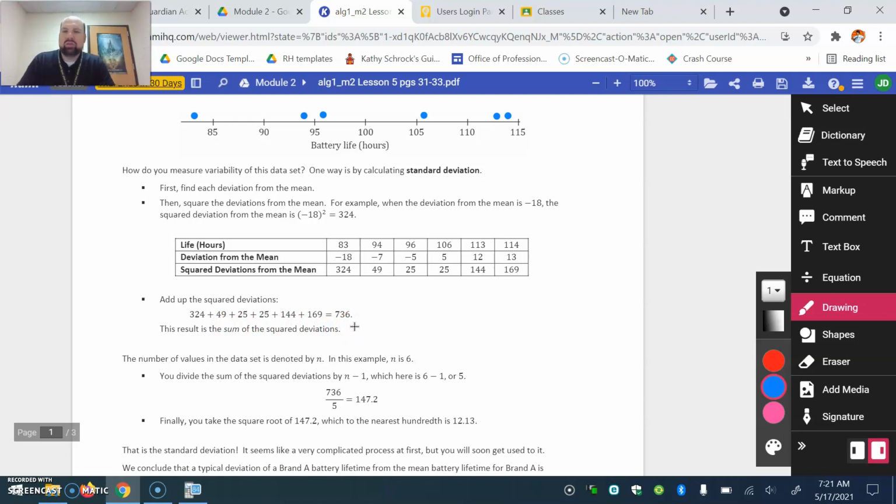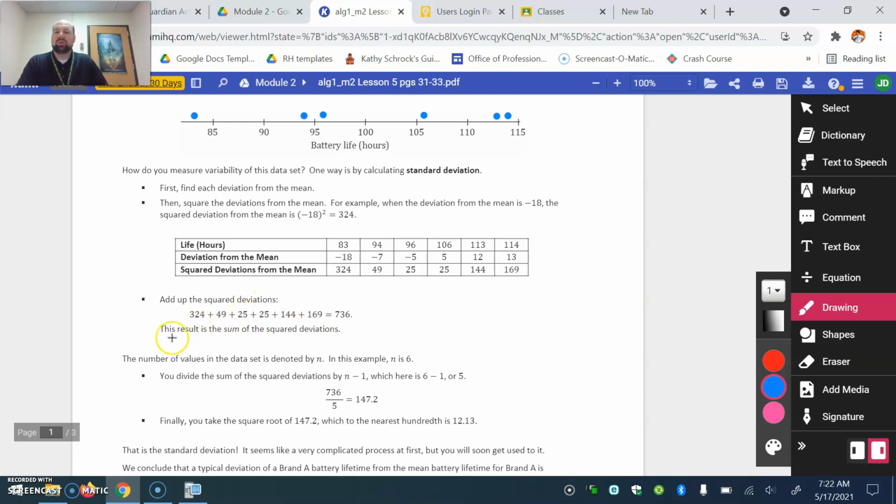Now, if we were to just, actually, I'm wrong. I was about to say if we were going to divide by 6, we would find the MAD. But if we wanted to find the MAD, we would take these negative numbers and find the absolute value, so make them positive. So 18, 7, 5, 5, 12, and 13. We'd add up those numbers and divide by 6. Remember, the MAD is the mean absolute deviation. But in this case, we're going to be finding the standard deviation, which is a little different.